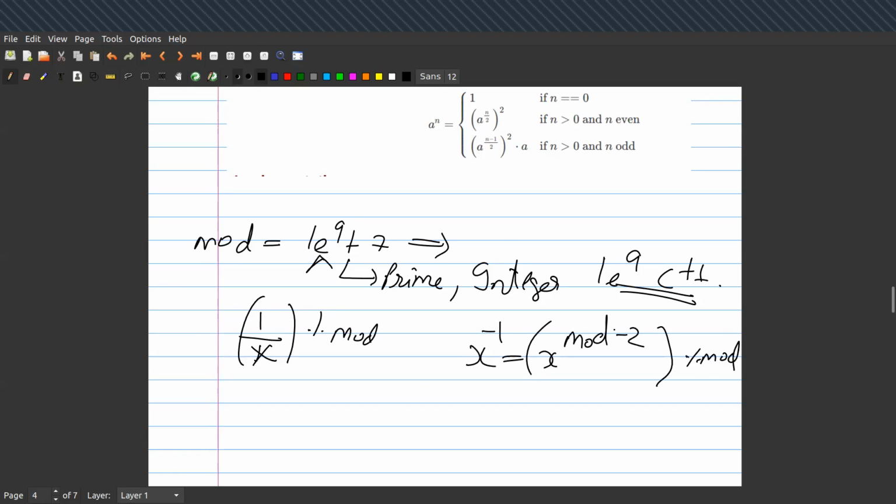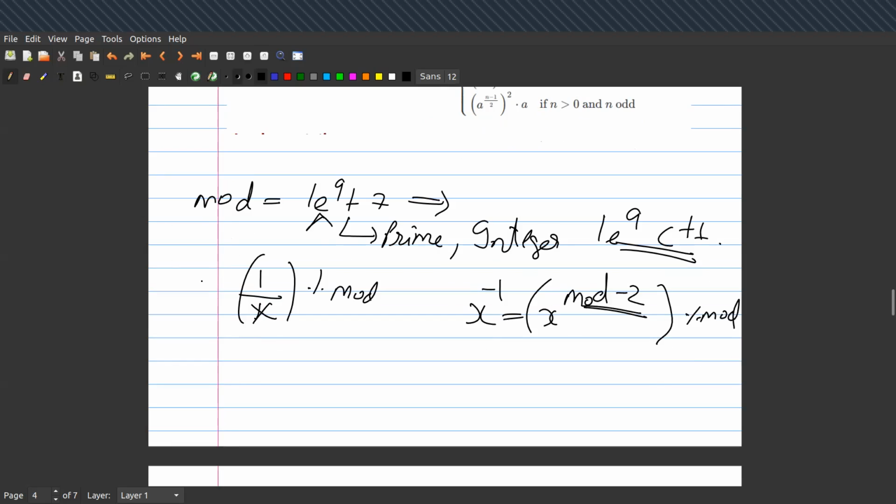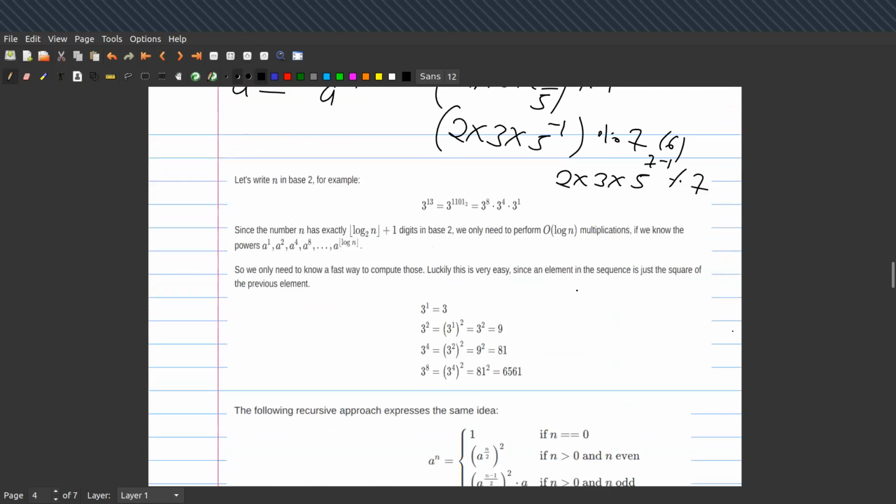modulo this. So how will you compute this? The naive method is to just multiply x, mod minus 2 times, using a for loop, but that will take a complexity of 1e9. That won't be fast enough and you will get a TLE. So we have binary exponentiation for that.